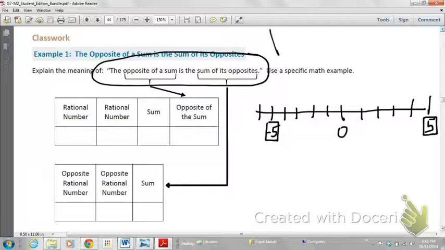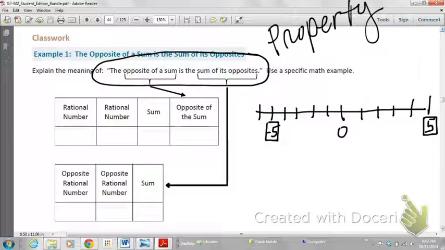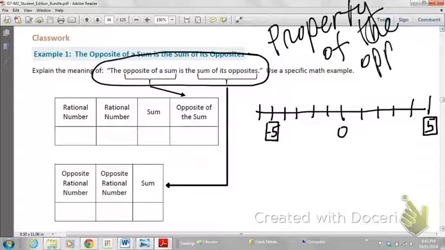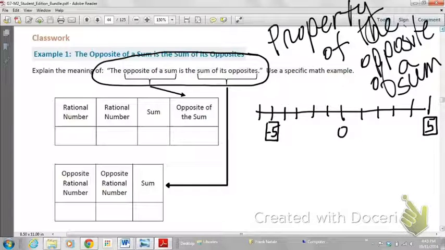Okay, and it is a property of addition. It's sort of a rule in a sense. Property of the opposite of a sum. Okay, and what that property states is this right here. The property states that the opposite of a sum is the sum of its opposites.